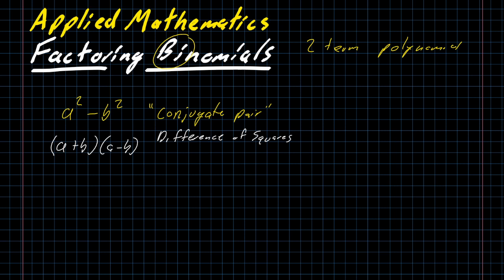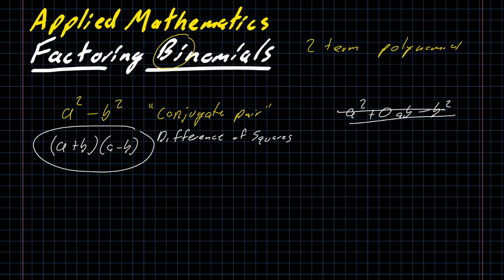You can figure this out by going through and turning this into a squared plus 0ab minus b squared and factoring it like a trinomial. But that is a lot of effort and it's very annoying. So memorizing this formula is probably your best bet. I hate telling you to memorize things, but it's probably your best bet.